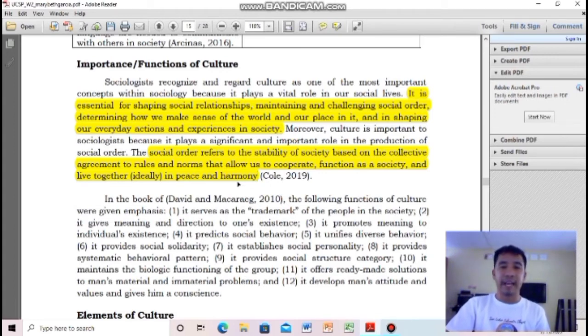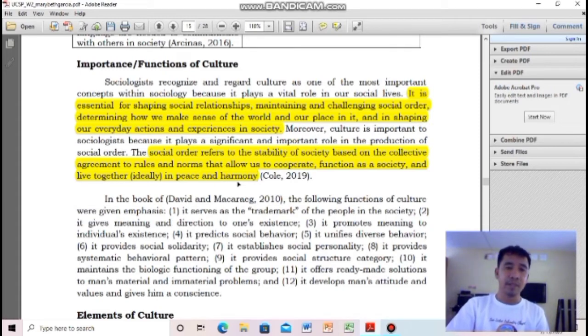Okay. So if we know our culture as Filipinos, we can achieve a sense of direction and meaning for why we live, that we are Filipinos, not Americans, not Germans. Next, it promotes meaning to individuals' existence. Knowing our own culture helps us recognize or find the meaning of why we live in such a way in this present time.